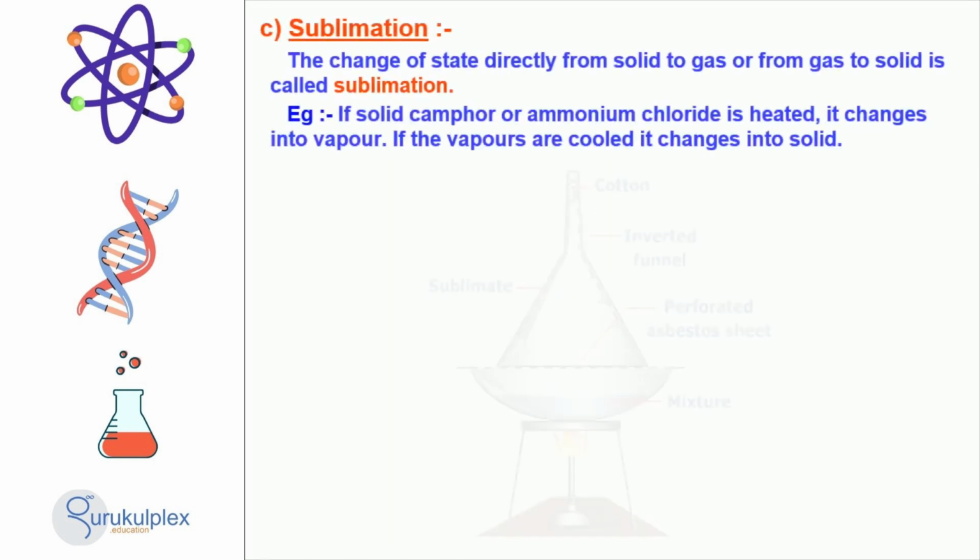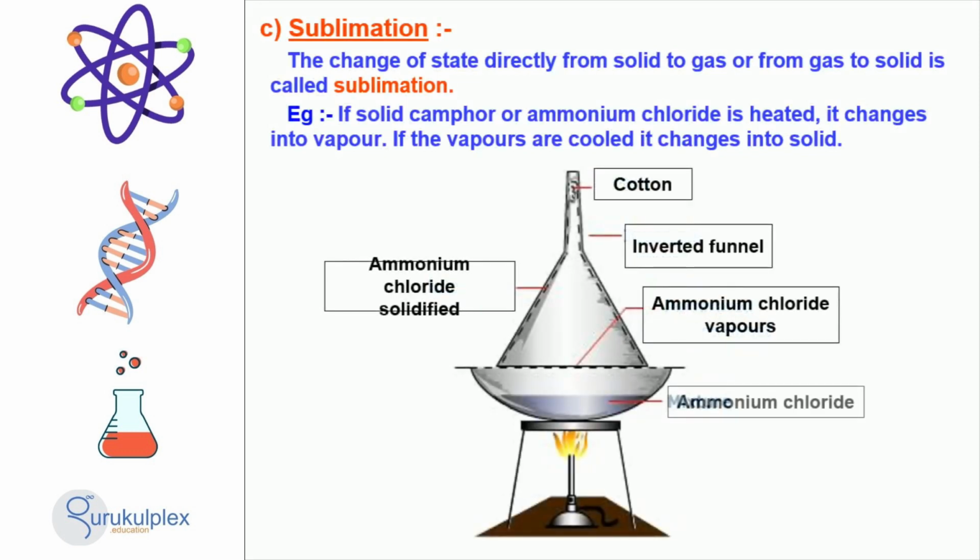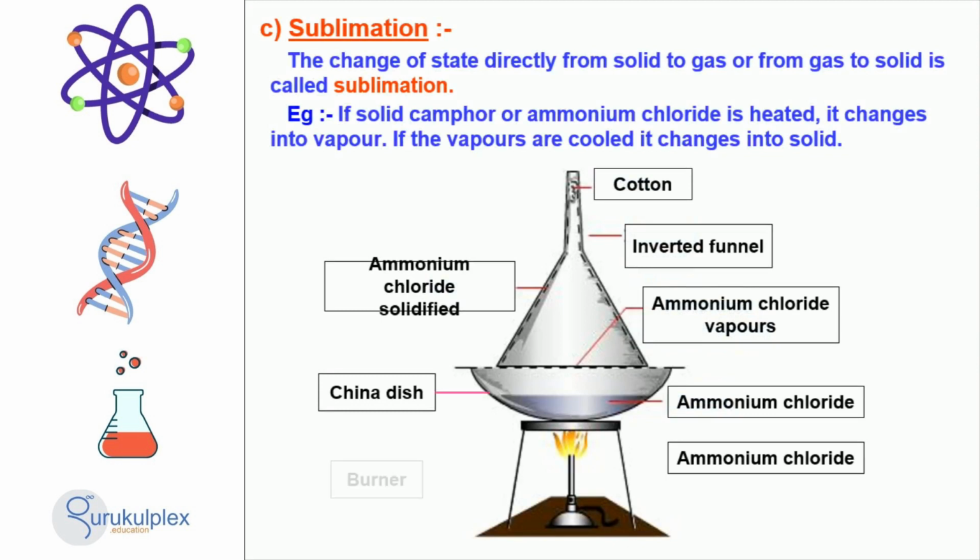Sublimation is a process where matter can transition between solid and gas states without going through a liquid stage. For instance, camphor or ammonium chloride, when heated, will turn directly into a gaseous form. When those vapors are cooled, they again become solid and regain their original form. An experiment to demonstrate this concept can be conducted using an inverted funnel, a cotton, a china dish and a burner.